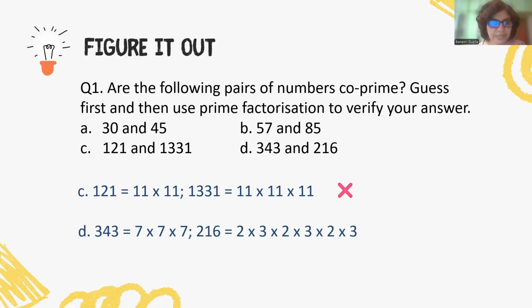The last pair, 343 and 216. Both are cubes. One is a cube of 7 and one is a cube of 6. So 343 is 7 into 7 into 7, as 7 is prime. 216 is 6 into 6 into 6, which we further divide into 2 into 3, 2 into 3, 2 into 3. So the prime factors are all these numbers. Do they share any common factor? No. So they are co-prime.